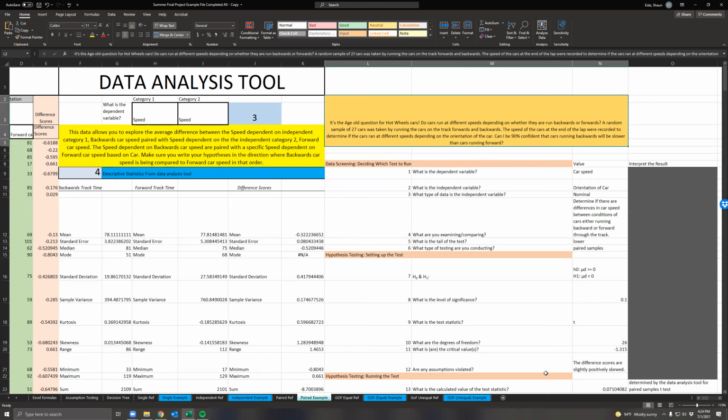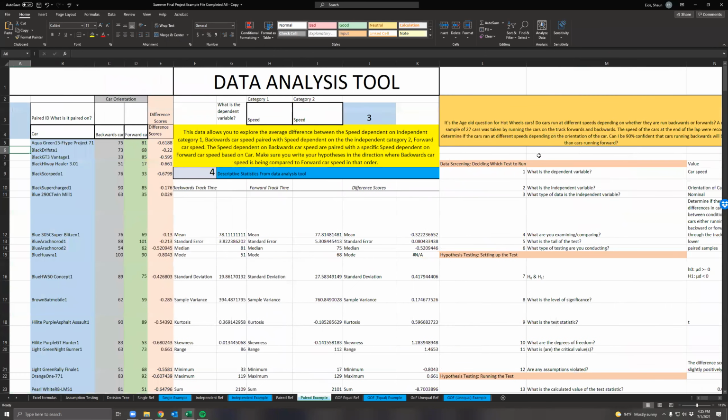So the question, the research question if you will, is can I be 90% confident that cars running backwards will be slower than cars running forward? And this is really important because we need to ask ourselves, is this an upper tail test, a lower tail test, or a two-tail test? And this will be when we're comparing the cars running backwards to cars running forward. And when we say that the cars running backwards will be slower, that means that it's going to be a lower tail test. So we think that the cars running backwards will be slower than the cars running forward.